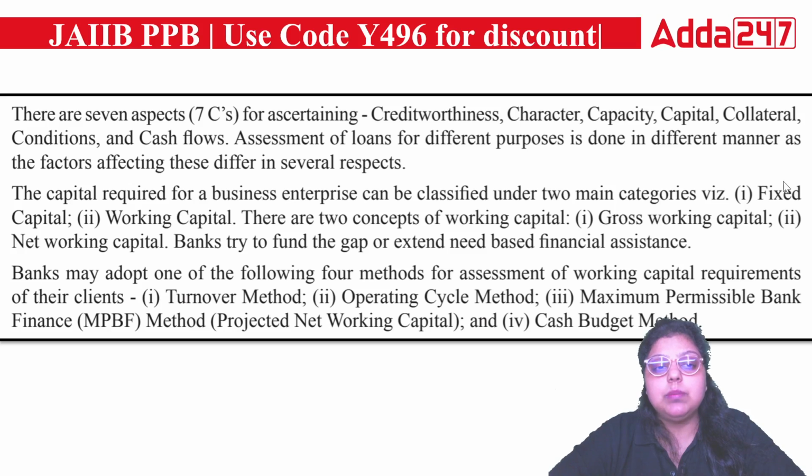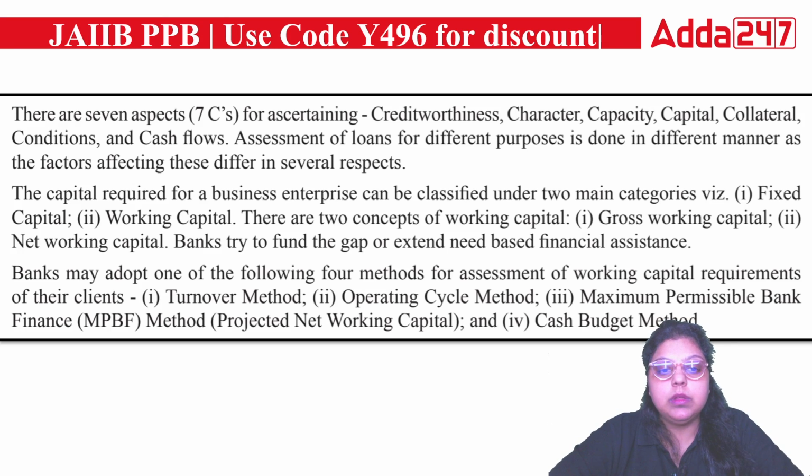Okay. Apart from that, there are 7 aspects of ascertaining creditworthiness: character, capacity, capital, collateral, condition, cash flow. All of these have to be seen before providing a loan. So assessment of loan for different purposes is done in different manners, as factors affecting these differ in several respects. The capital required for business enterprises can be classified in 2 categories, fixed capital and working capital. And there are 2 concepts of working capital, that is gross working capital and net working capital. So the bank tries to fund the gap or extend need based financial assistance to the public.